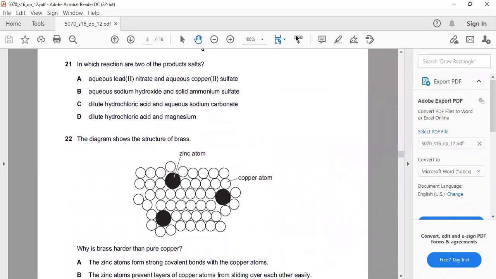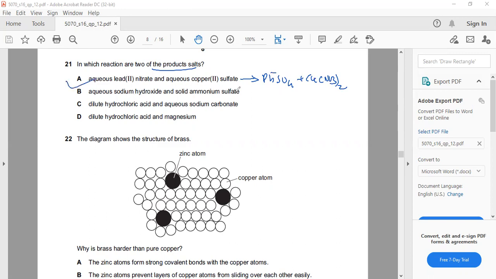21. In which reaction are two of the products salts? Lead nitrate and copper sulfate are salts. A is the answer. Sodium hydroxide is not a salt. Hydrochloric acid is not a salt. Sorry, I didn't read the question carefully. Lead nitrate and copper sulfate react, so it forms lead sulfate plus copper nitrate. Both are salts.